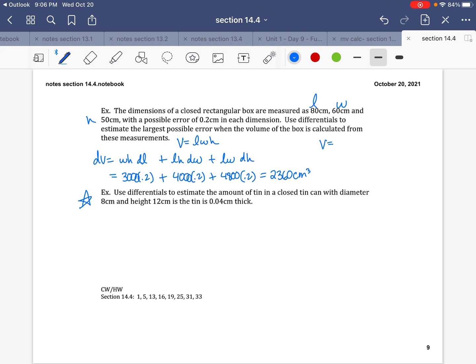Well, the volume of this thing, length times width times height, is 80 times 60 times 50. That is 240,000 centimeters cubed. It's so big because it's in centimeters. So when you take a look at that, you're like, oh, well, 240,000, what's 2,360? So at least in my mind.